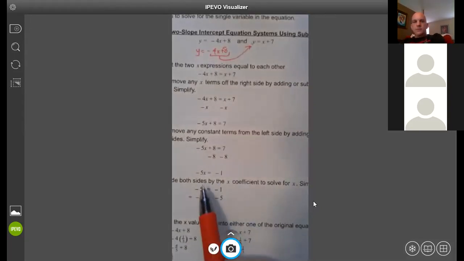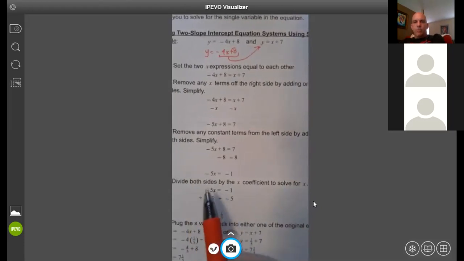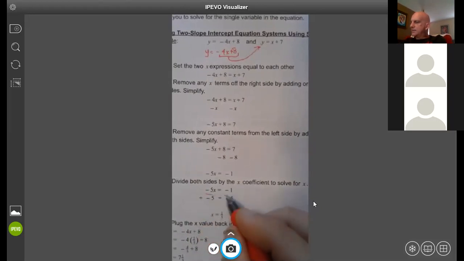All right. So as we do this next step, the next step is to divide both sides by that x coefficient. So in other words, this -5. So I'm going to divide this side by -5, and divide this side by -5. So -5x divided by -5 is just 1x, or just x. And -1 divided by -5 is just that fraction, but we don't want a negative over a negative, so we just write it as +1/5, okay? Could it be a decimal of 0.2?